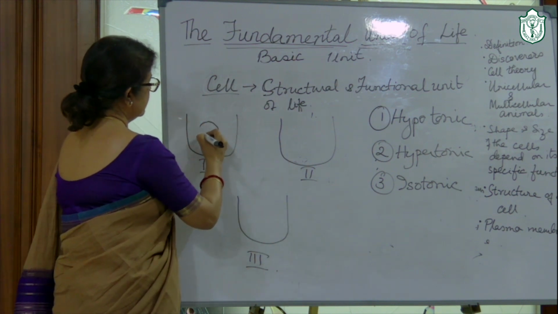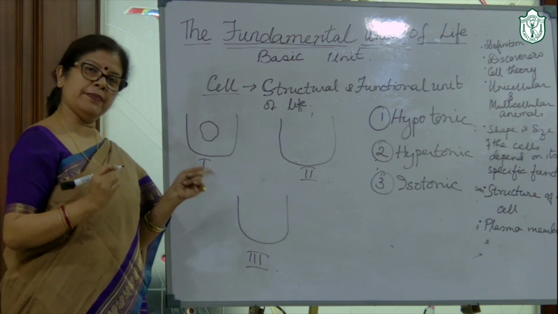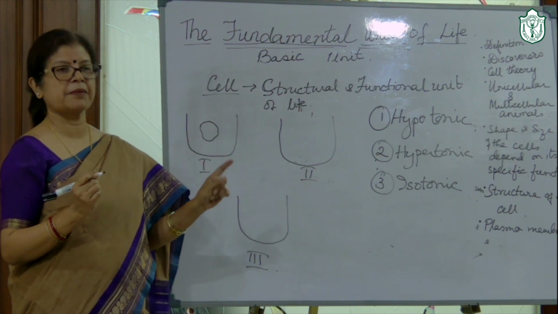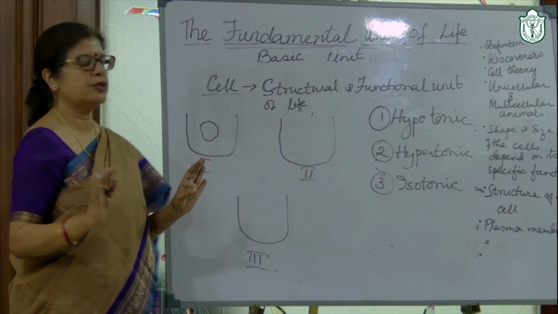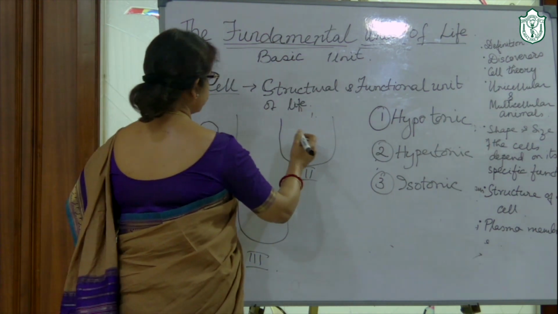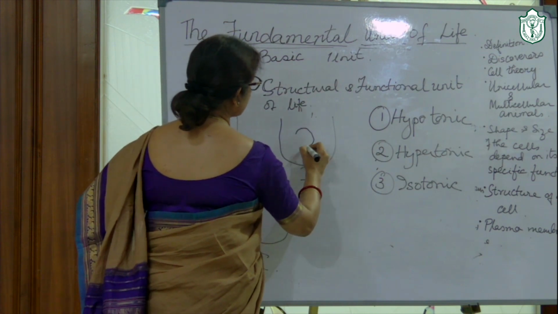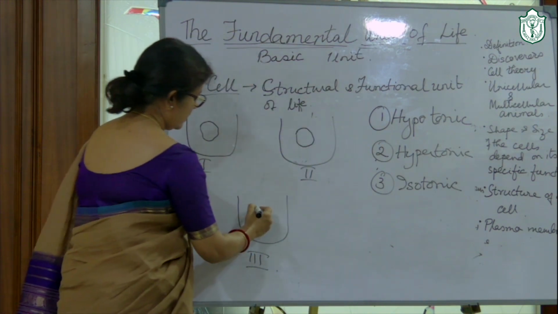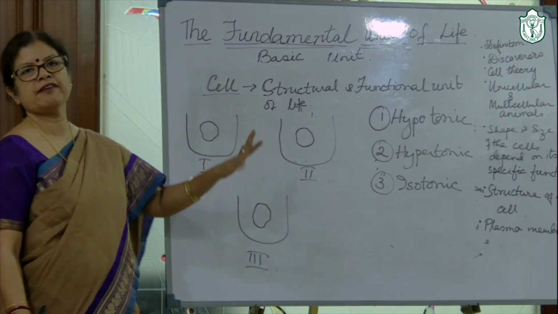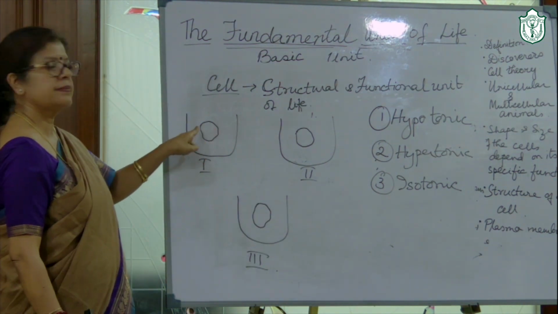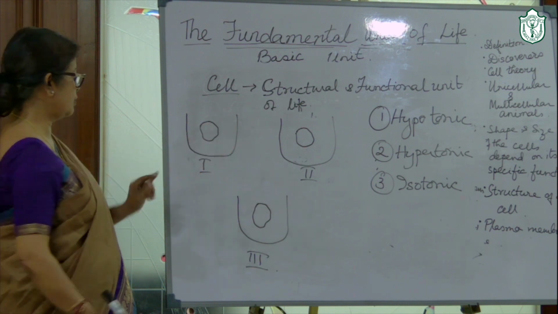A cell here with a plasma membrane. Animal cell, it has a plasma membrane. No cell wall is present in an animal cell. And here is also a cell, an animal cell. And here is also a cell. A cell we have taken with a semi-permeable membrane in all three.